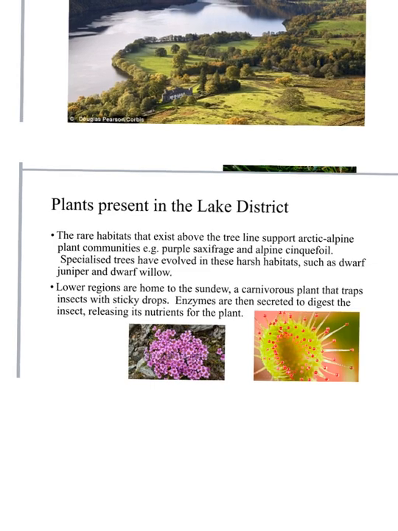Plants present in the Lake District. The rare habitats that exist above the tree line support Arctic alpine plant communities, such as the purple saxifrage and the alpine cinquefoil. Specialised trees have evolved in these harsh habitats, such as dwarf juniper and dwarf willow. Lower regions are home to sundews, a carnivorous plant that traps insects with sticky drops. Enzymes are then secreted to digest the insect, releasing its nutrients for the plant. All these plants are unique to the Lake District, so therefore it's a really key environment that needs protecting.